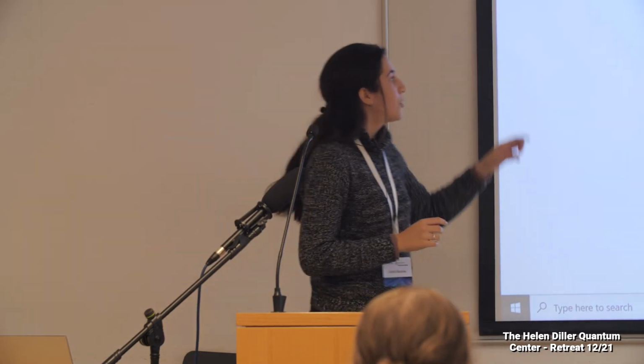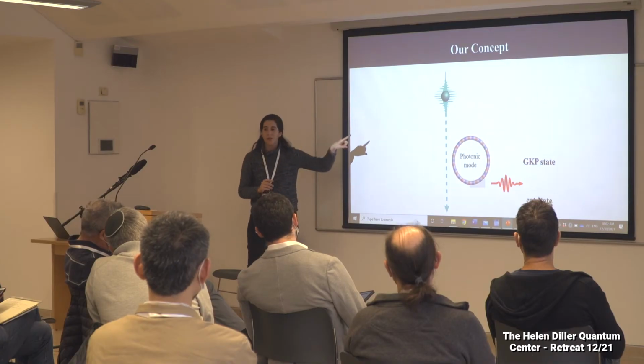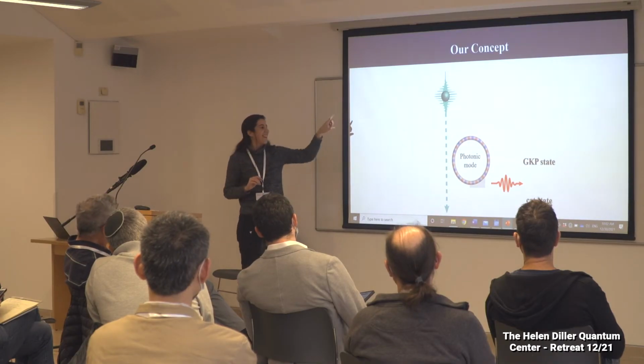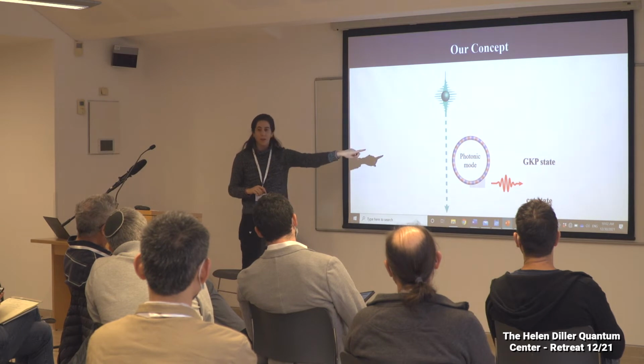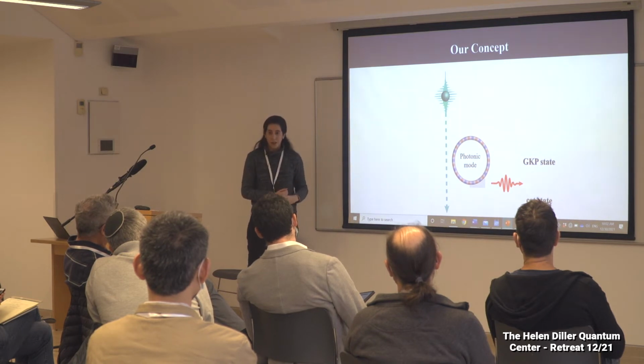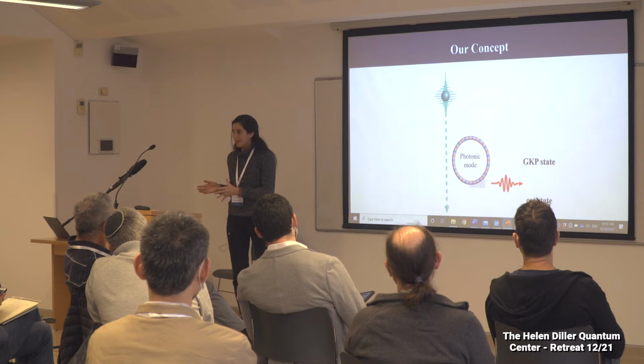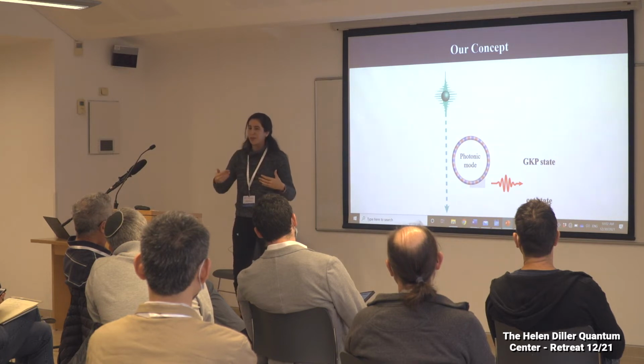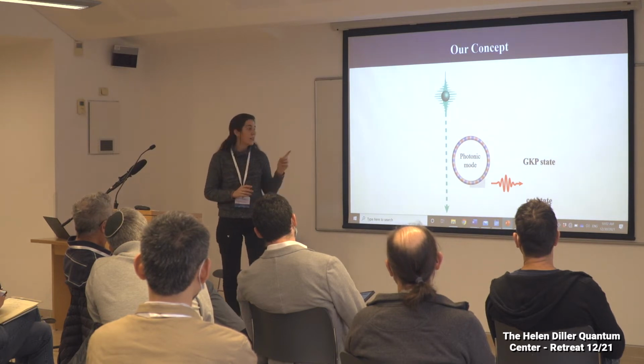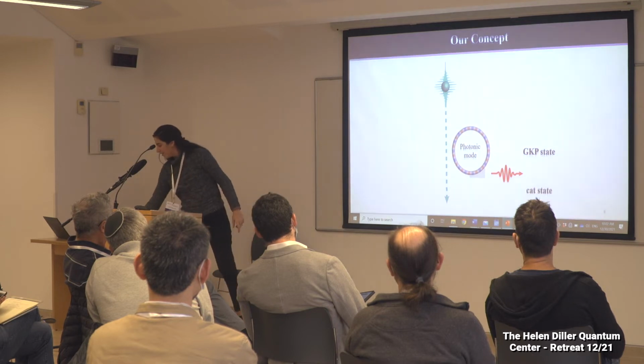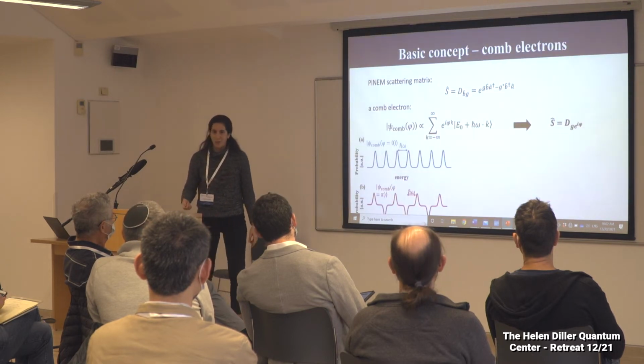Okay, so the concept is very easy. You shape the electrons into a comb electron, which I will present soon. It then interacts with a photonic mode and radiates. After one interaction, it will radiate a cat state, and after more interactions with multiple electrons, it will radiate a GKP state. Okay, so let's see how it really works.